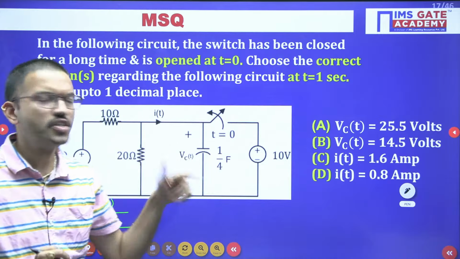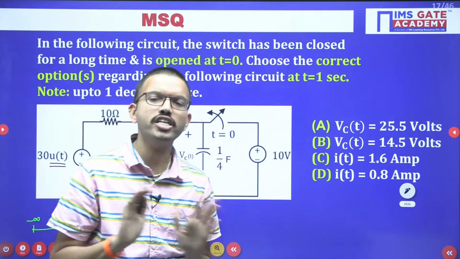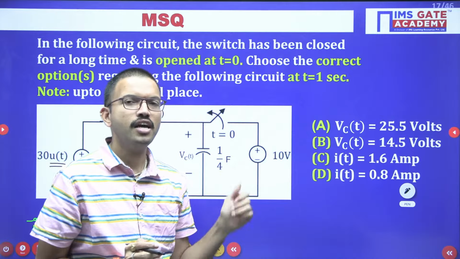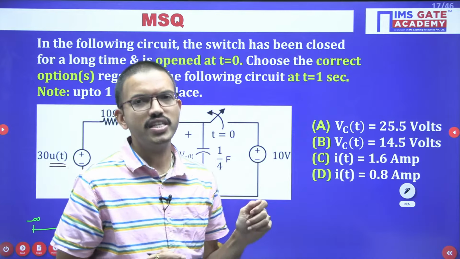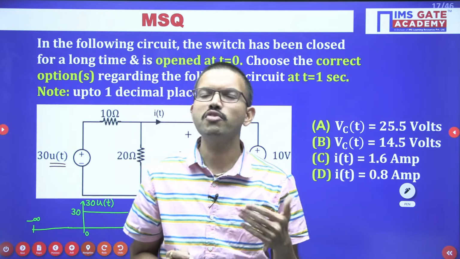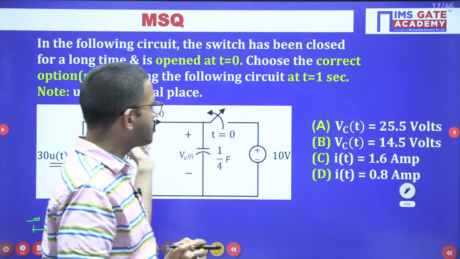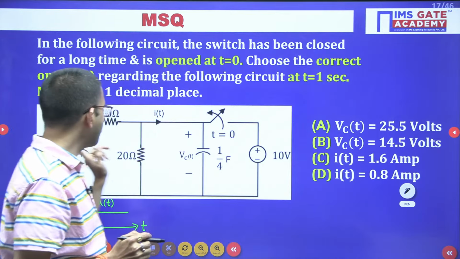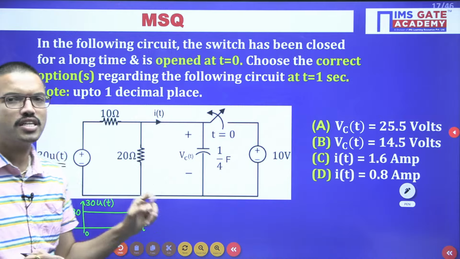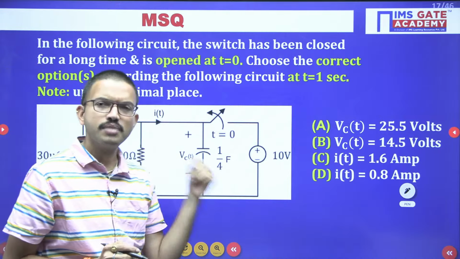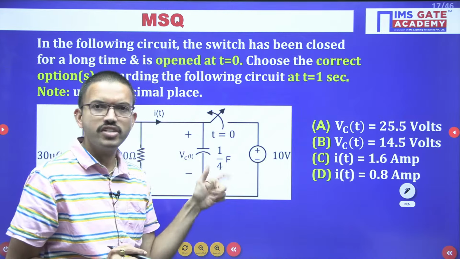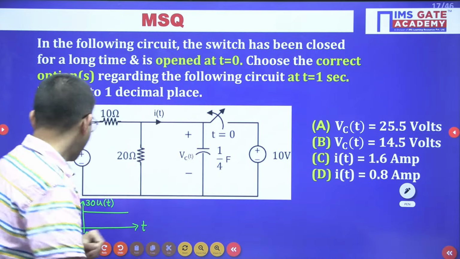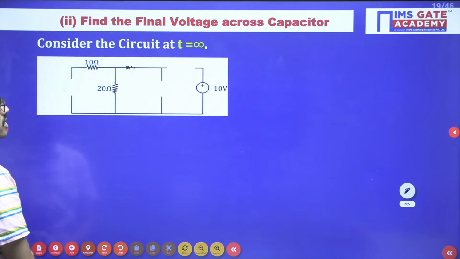Whereas in the previous circuit, after the switching action, there is no independent source connected. That is the reason we haven't calculated VC of infinity. Even if you want, you can calculate, you will get 0, whenever there is no independent source connected. But whenever some independent source is connected after the switching action, definitely you are going to get some voltage value at t equal to infinity in the capacitor. Now let us calculate that voltage.